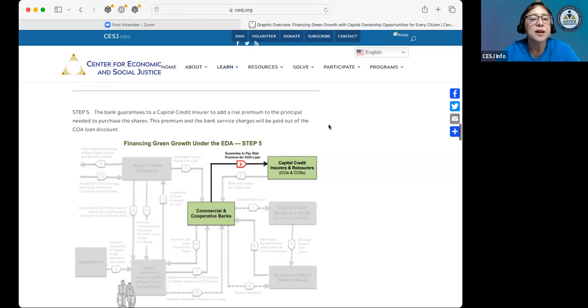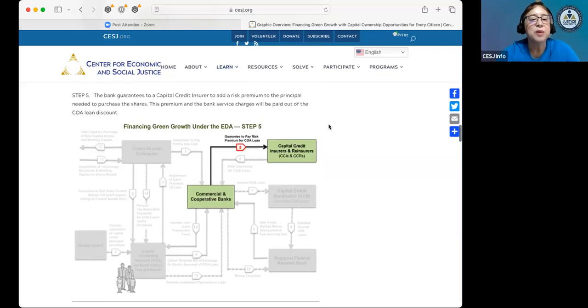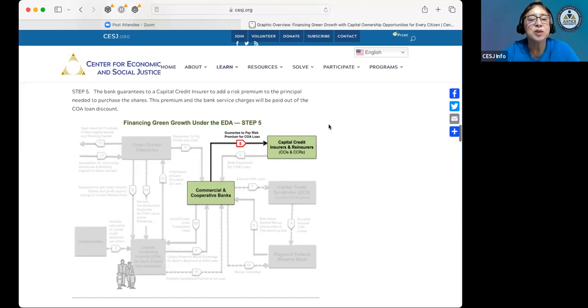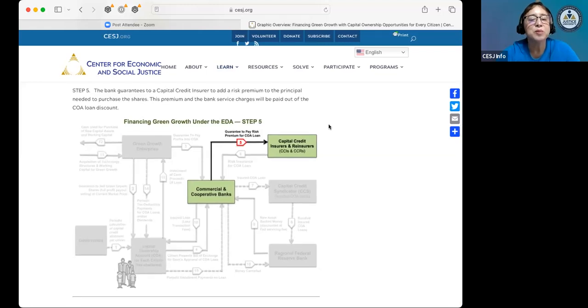Then the next step is where the bank is guaranteeing to the capital credit insurer that it will add a risk premium to the loan amount to purchase insurance. The premium that's paid and the bank service charge are all going to be repaid by the future profits generated by the corporation.